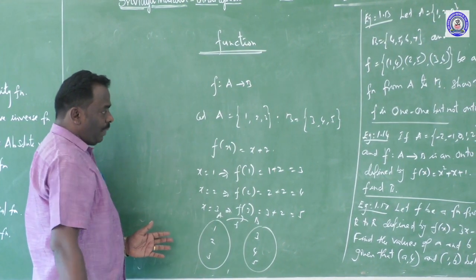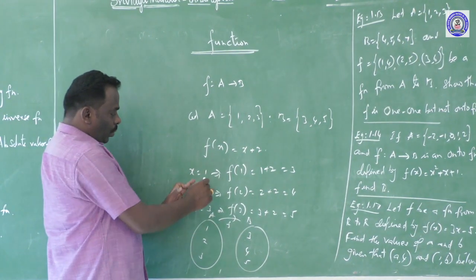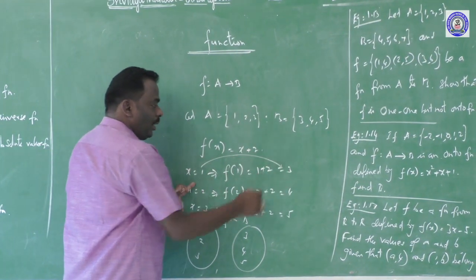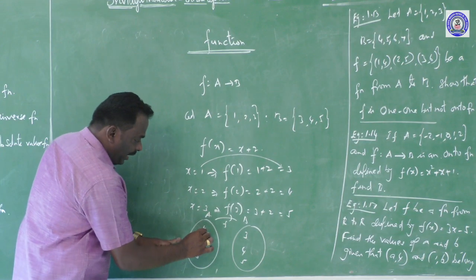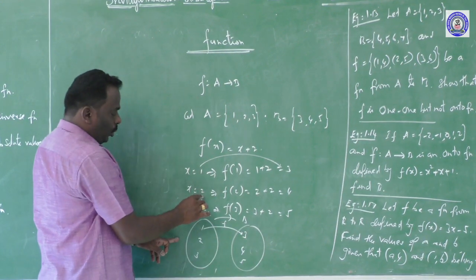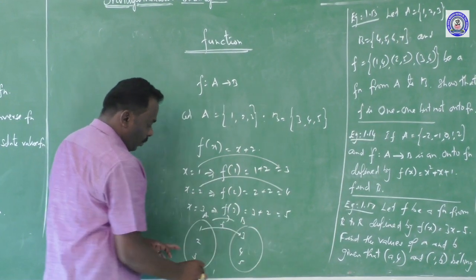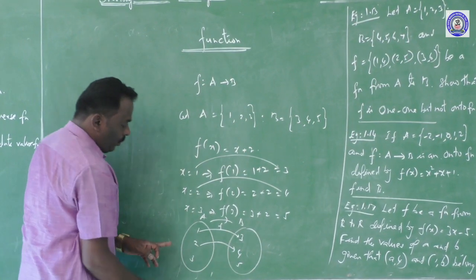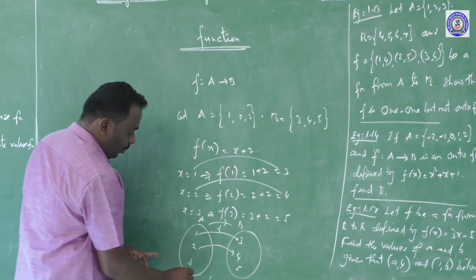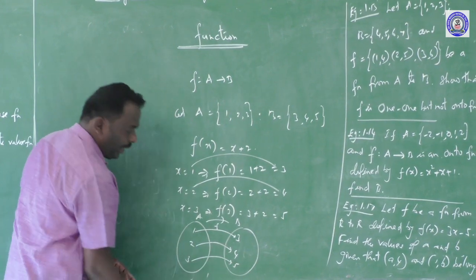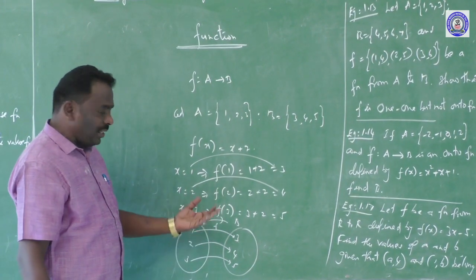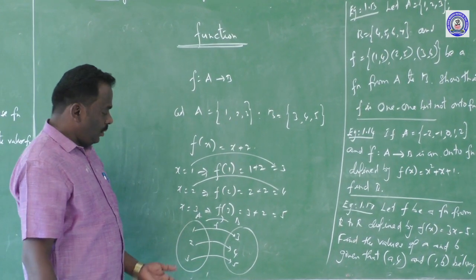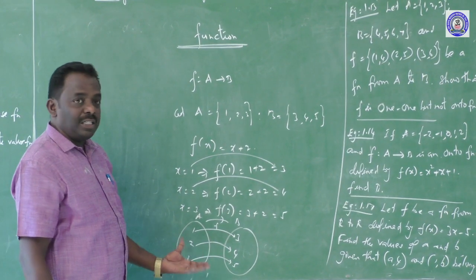Now for the mapping of function values, the image of 1 is called 3, so 1 is connected to 3. Then 2 is connected to 4, and 3 is connected to 5, so 3 is mapped to 5. This is called a function. So this arrow diagram represents a function.